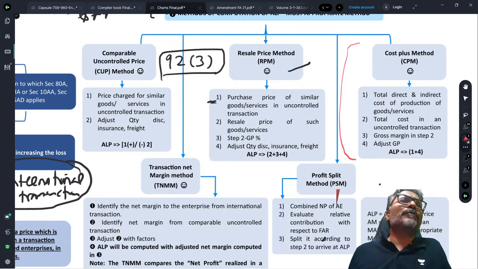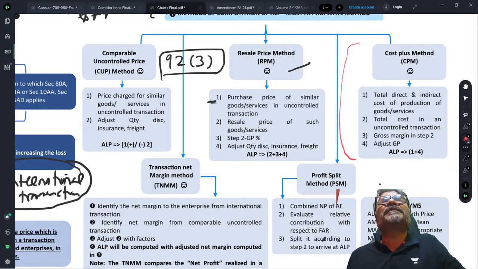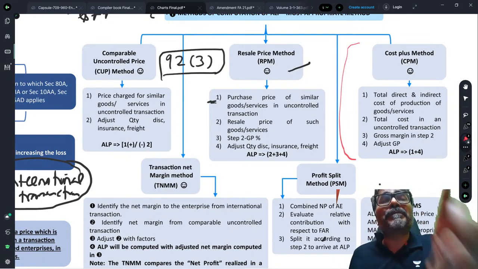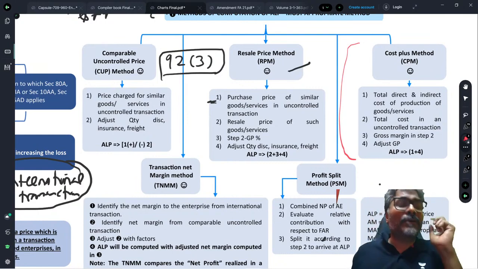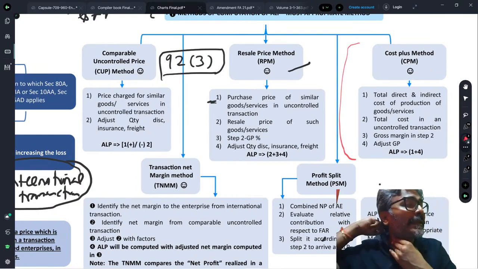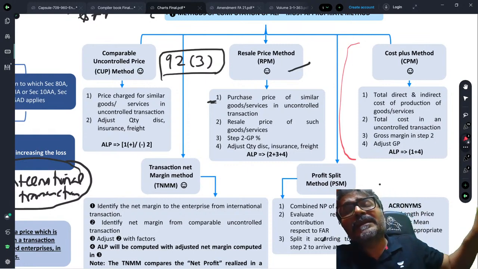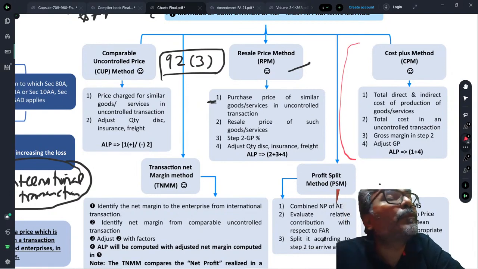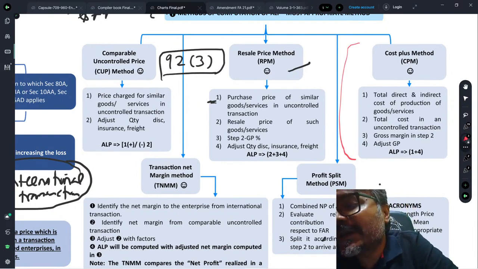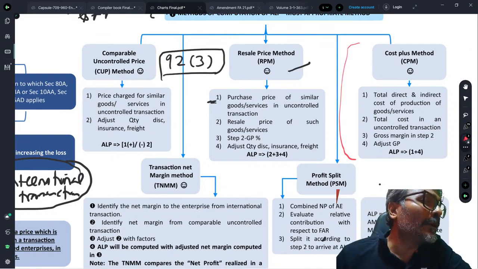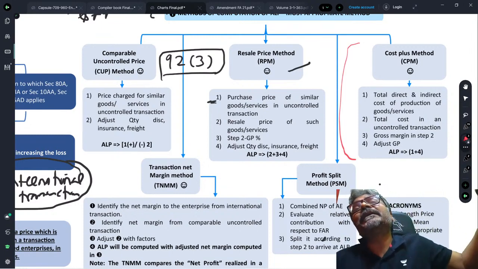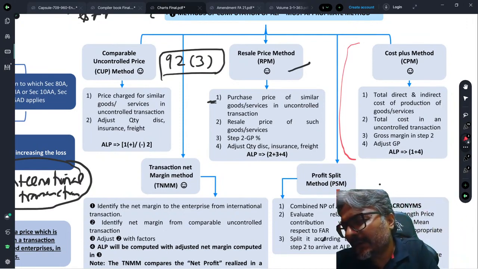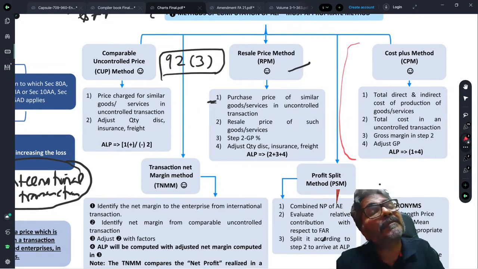And then some more staff expenditure or other expenditure on a monthly basis, they will add all the cost. Now this cost, students, will comprise both direct and indirect cost, and then they will add the markup. This markup is a percentage on the cost, and on that basis we will come to know what the ALP should be. Ultimately, students, here the game is the markup percentage that you are putting.